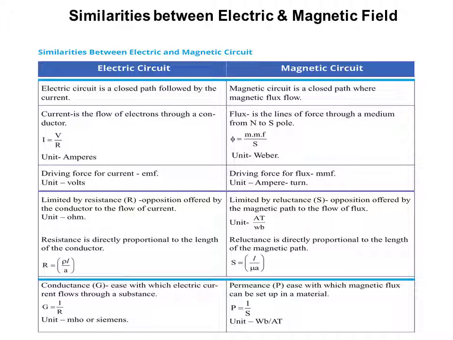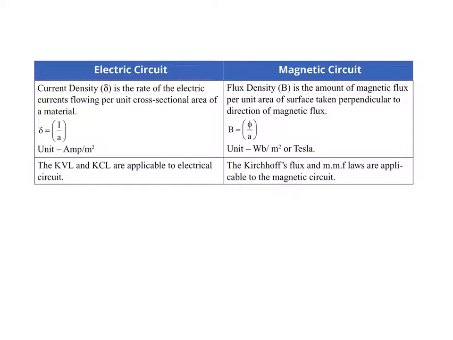Conductance is the ease with which electric current flows through a substance, whereas permeance is the ease with which magnetic flux can be set up in a material. In the electric circuit, current density is the electric current per unit area, whereas flux density is the flux per unit area. In electric circuits, we apply KCL and KVL. Similarly, in a magnetic circuit, Kirchhoff's flux and MMF laws are applicable. These were the similarities between electric circuit and magnetic circuit.